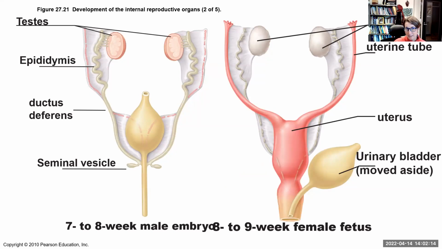So weeks 5 to 6, that gene gets turned on, and then we start developing the male and female reproductive systems. Sorry, that got a little squished there. So here we have a 7 to 8 week male embryo on the left and an 8 to 9 week female fetus on the right. That's interesting.